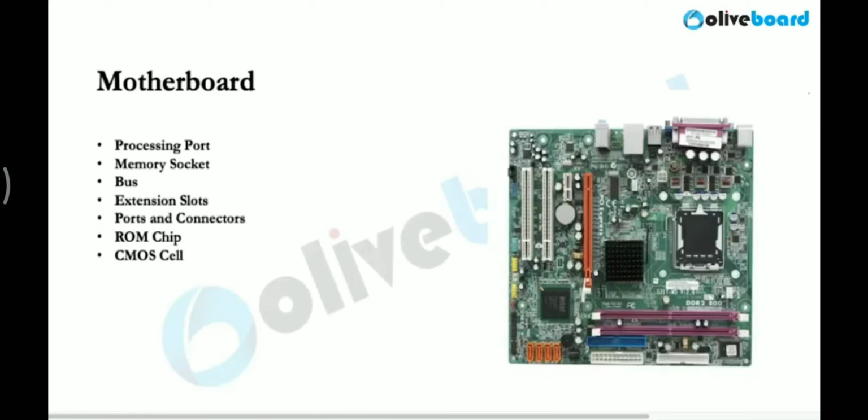And what are these components? The motherboard has the processing port, memory sockets, buses, extension slots, ports and connectors, ROM chip, and CMOS cell. So these are the important parts that our motherboard consists of.